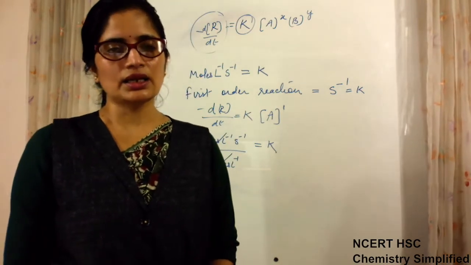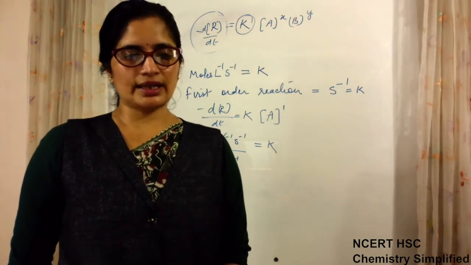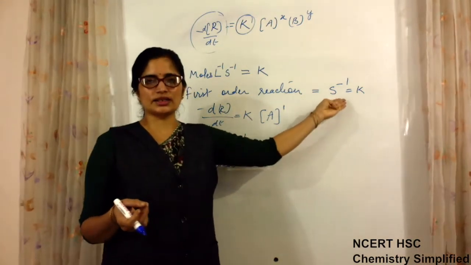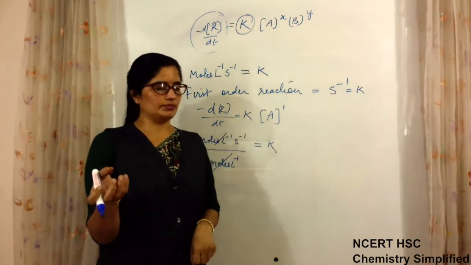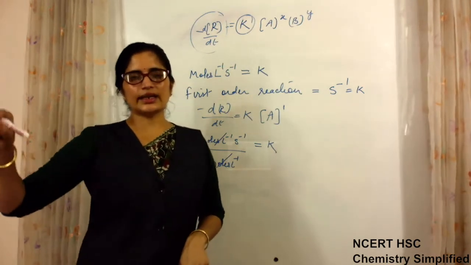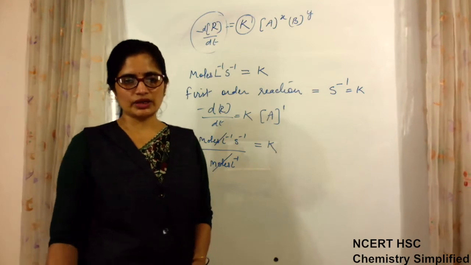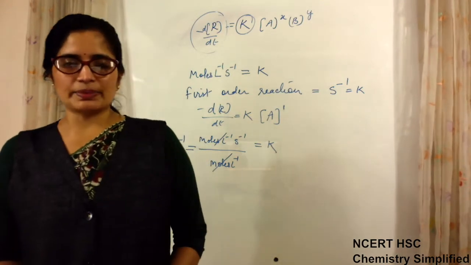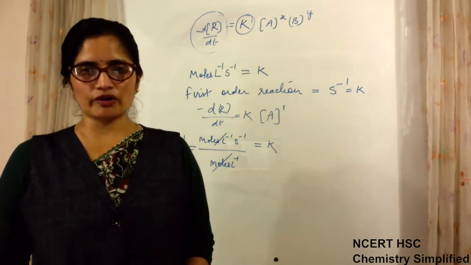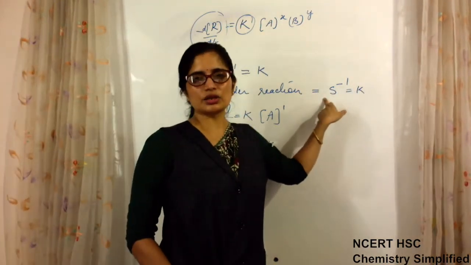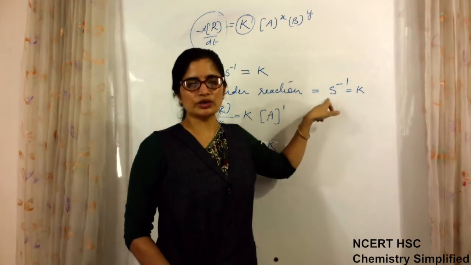The reason is sometimes a question is given like this: the rate constant for a reaction is a numerical value, given in second inverse. What is the order of the reaction? Until we have experimental data, we cannot calculate the rate of reaction, but by seeing the unit we can tell the order of the reaction. So it is important to remember.